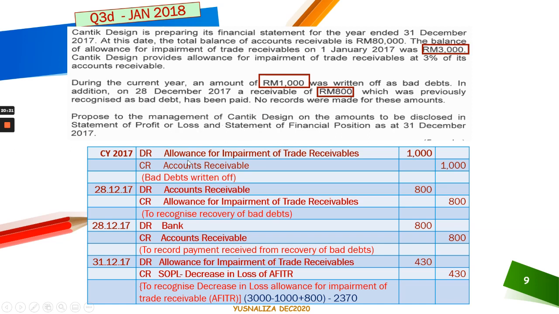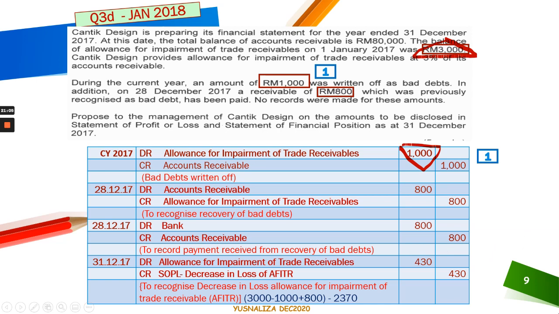Before you can propose to the management, you can do a few journals first so that you see the journal entries, and then you can propose whatever advice. So number one is to do the journal entry related to bad debts. I've done this here for you. Journal entry: debit allowance, credit account receivable. So there was a decrease in the allowance account here. A decrease. And remember the starting point is this 3,000. So there was a decrease.